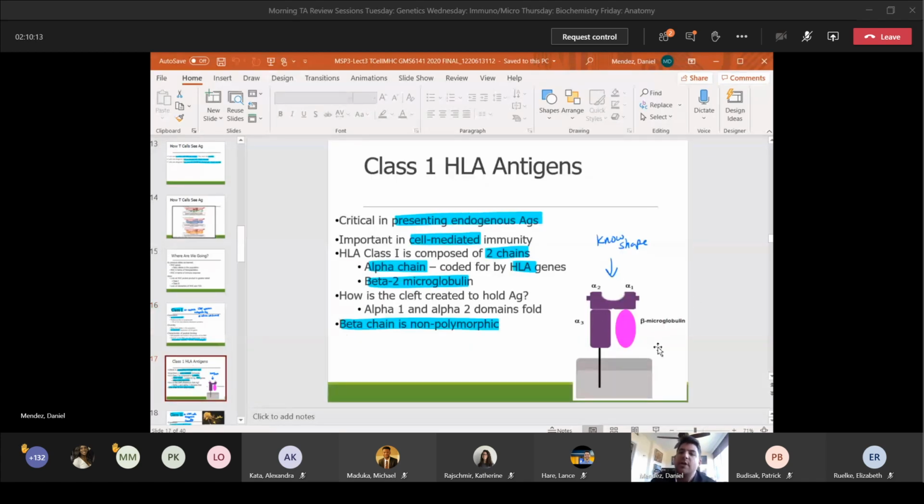Make sure you know this shape. Make sure that you know that class 1 has an alpha 1, alpha 2, and alpha 3 domain, and it also has a beta microglobulin domain. So it is important to know this, and it's important to know that the only thing that comes in contact with the actual antigen are the alpha domains. So alpha 1 and alpha 2 come in contact with it, and in this one we have 3 alpha units. It's going to be very different for a class 2.